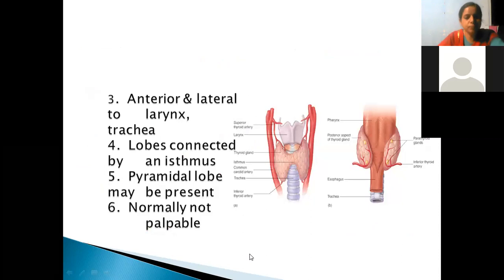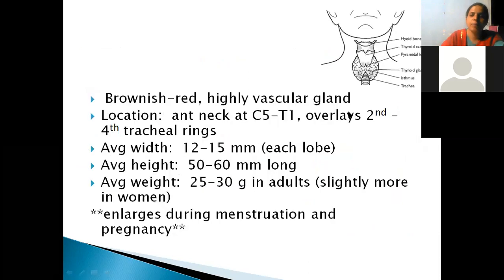Now, when you look at this thyroid gland, it is situated anterior and lateral to the larynx and also the trachea. The right and left lobes are connected by the isthmus. From the isthmus, you have an extra lobe which is called the pyramidal lobe, which may or may not be present. Then the thyroid gland, when you look at it in the cadaver, is actually brownish red. It is a highly vascular gland.